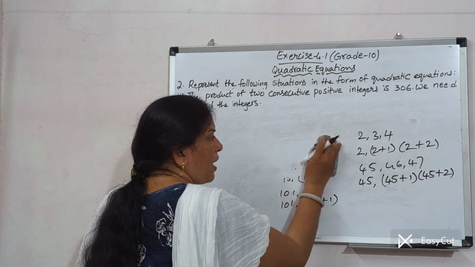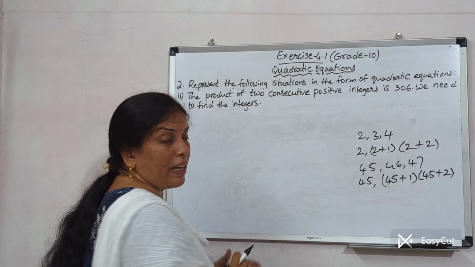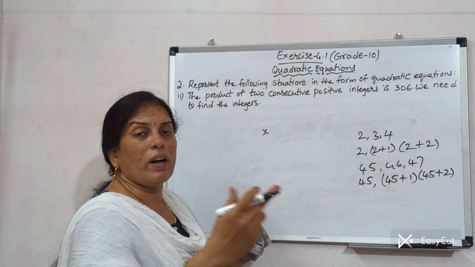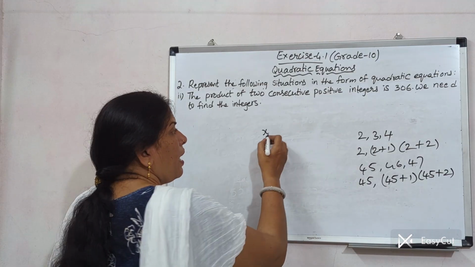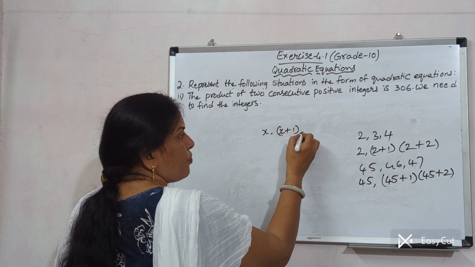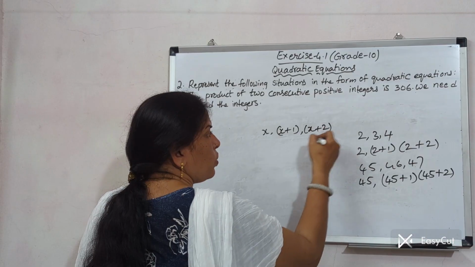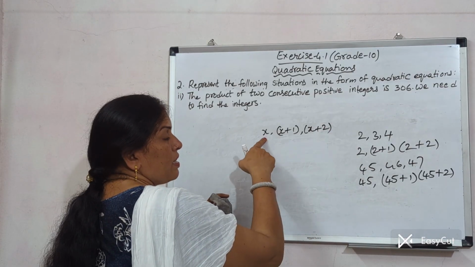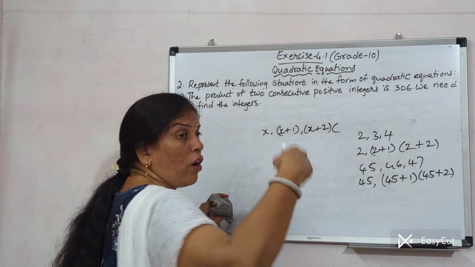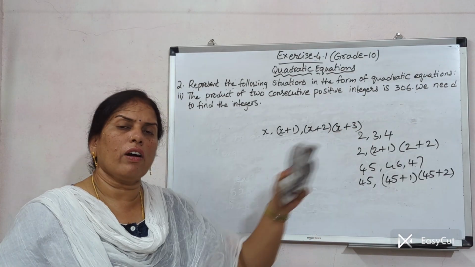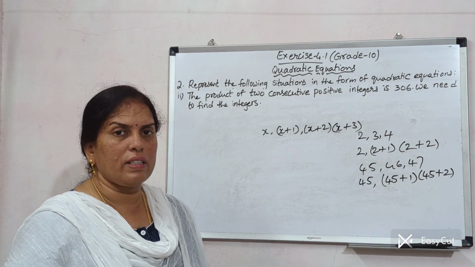In the place of numbers, integers, I am taking x. If I take x, what is the next consecutive integer? x plus 1. What is the next consecutive integer? x plus 2. We must add 1 to x. Same x plus 2. If you want the fourth number, what should we do? x plus 3. Like this we will get the consecutive integers.